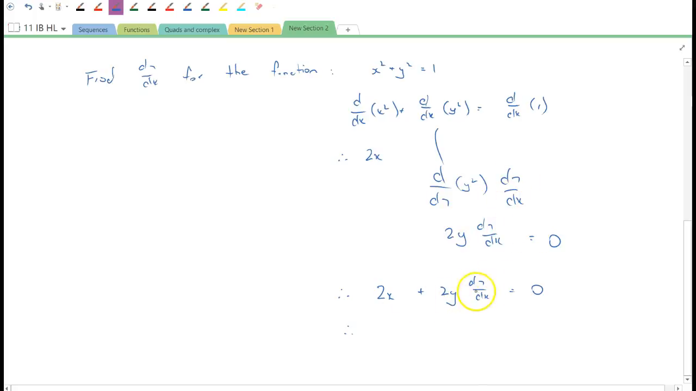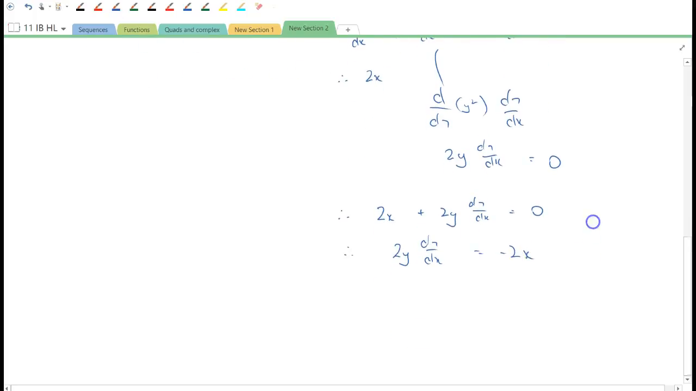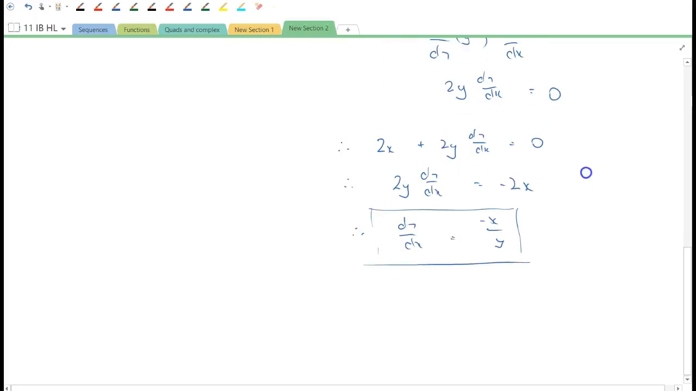Now look at this. I can make dy/dx the subject here by firstly subtracting that 2x, and then secondly dividing by 2y. So dy/dx is equal to minus 2x over 2y, or just minus x over y. So there's my derivative.